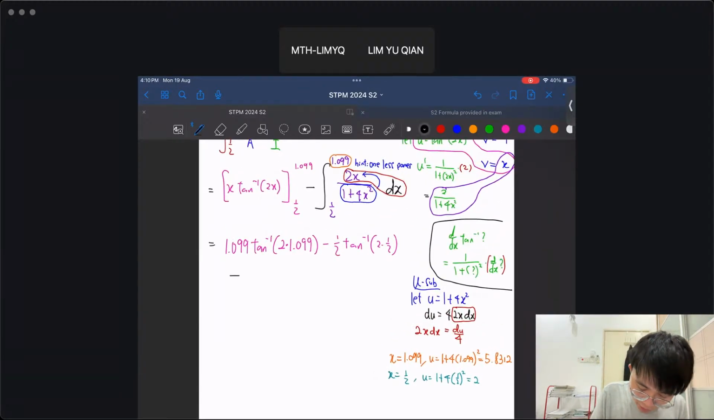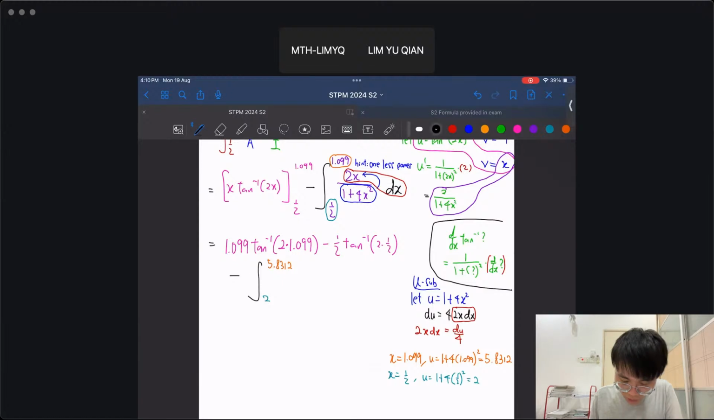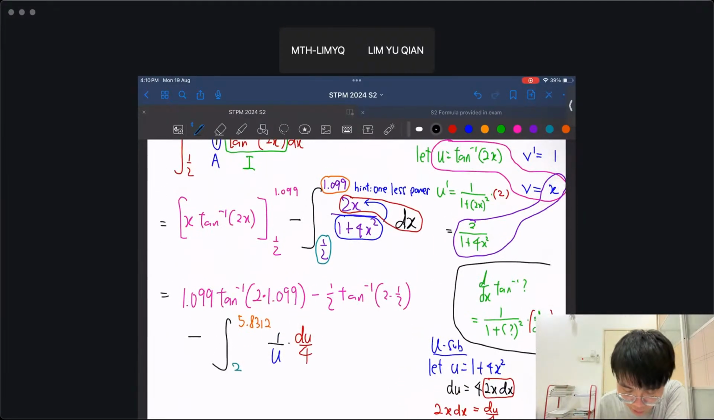So later we have to integrate from 2 to 5.8312. And the red color part is du over 4. The blue color part is just u only, so 1 over u. Just now I think there was one question also. I just put u only, so that was wrong. It must also be ln u later.